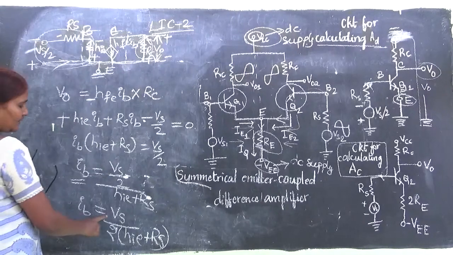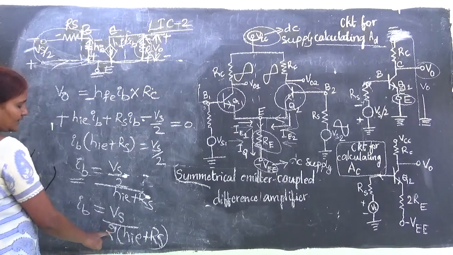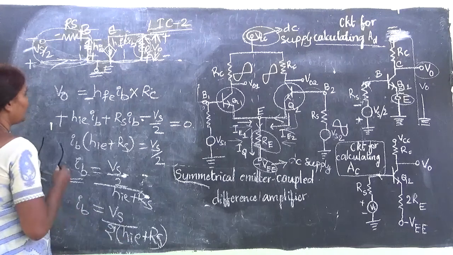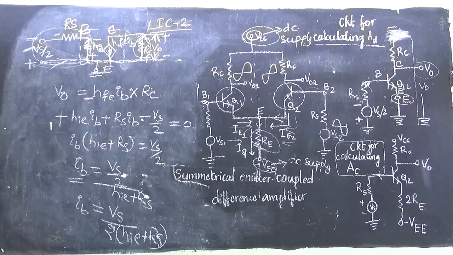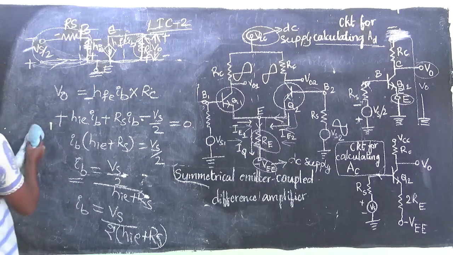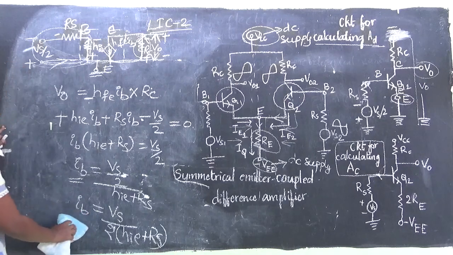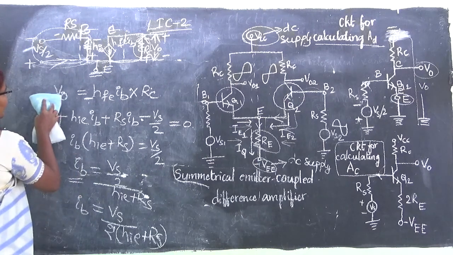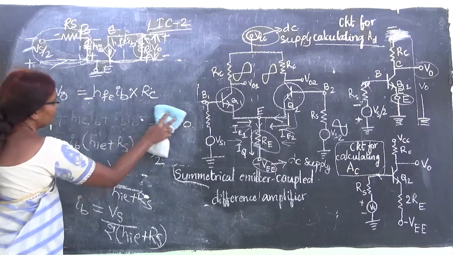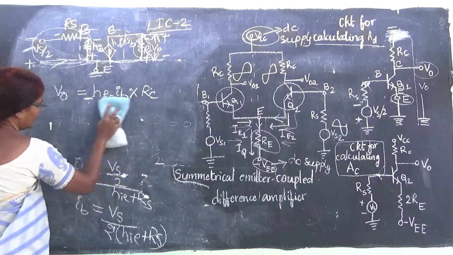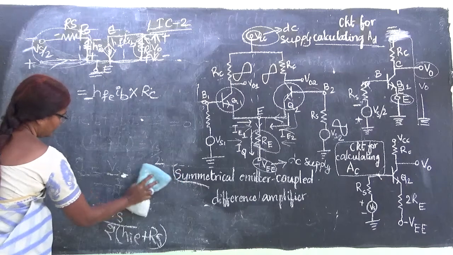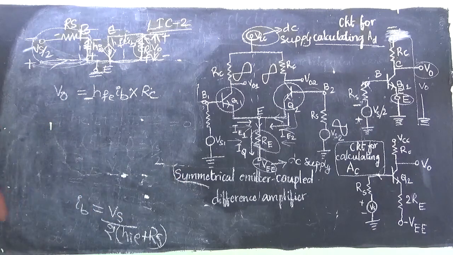So this is IB, which is Vs by 2 into HIE plus Rs. Now, I got the IB value. So to get V naught, what do I have to do? I have to substitute this IB value in this equation.